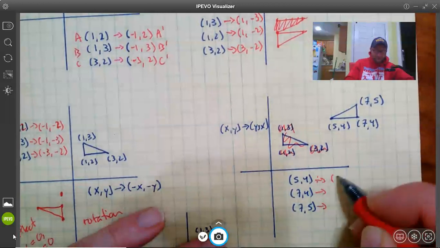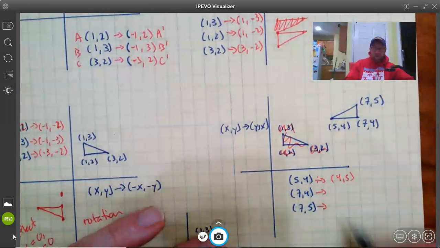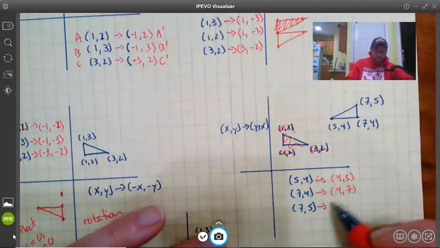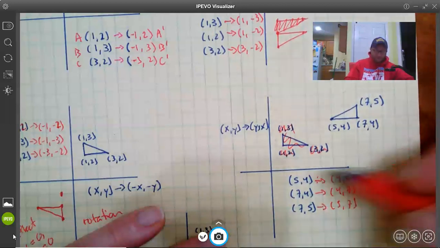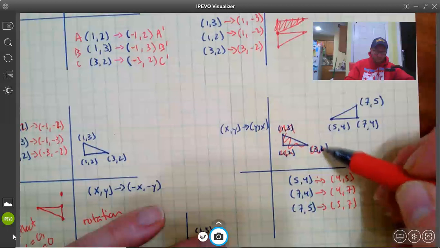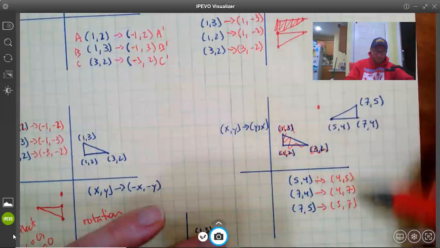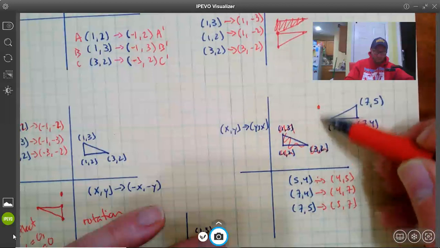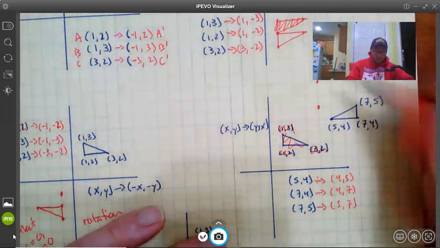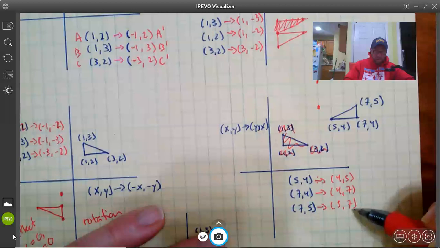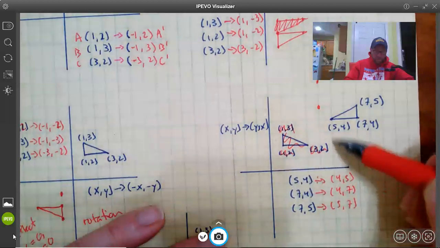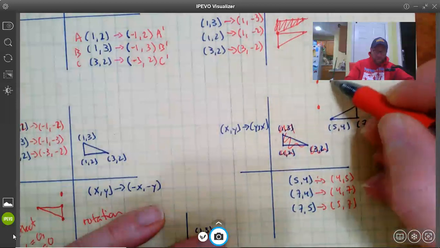And that's going to become 4, 5. Flip the coordinates. 7, 4 becomes 4, 7. And 7, 5 becomes 5, 7. So let's just plot those 3. 4, 5: 1, 2, 3, 4, 1, 2, 3, 4, 5. 4, 7: 1, 2, 3, 4, 1, 2, 3, 4, 5, 6, 7. And 5, 7: 1, 2, 3, 4, 5, 1, 2, 3, 4, 5, 6, 7 up here.